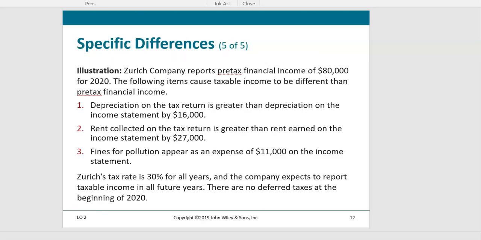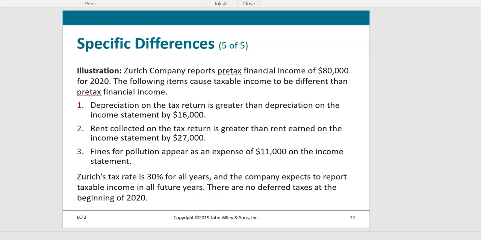Let's take a look at an example. Zurich Company reports pre-tax financial income of $80,000 for 2020. The following items cause taxable income to be different than pre-tax financial income. Depreciation on the tax return is greater than depreciation on the income statement. Rent collected on the tax return is greater than rent earned on the income statement. And fines for pollution appear as an expense of $11,000 on the income statement. The company's tax rate is 30% for all years, and the company expects to report taxable income in future years. There's no beginning balance in any deferred tax asset or deferred tax liability.